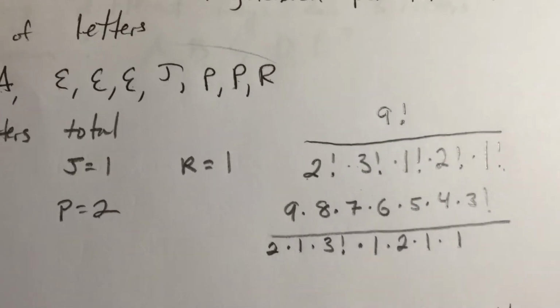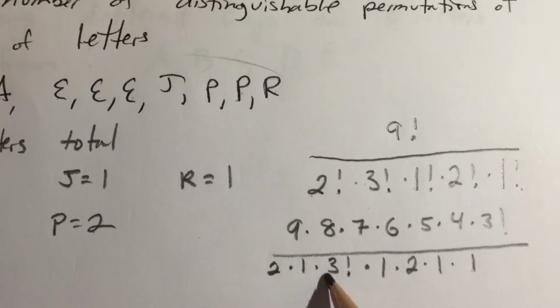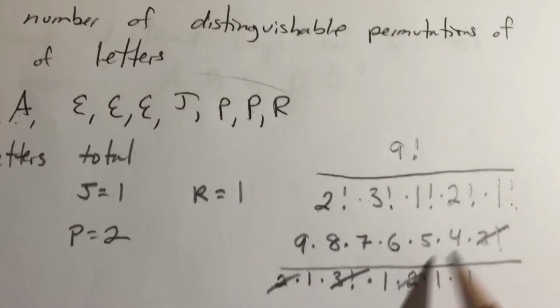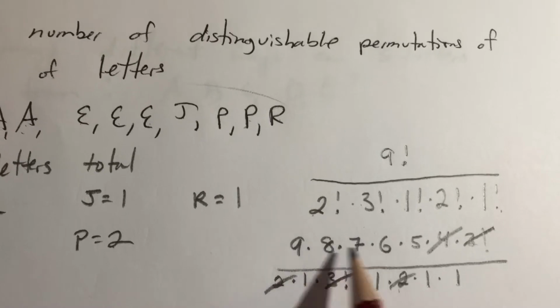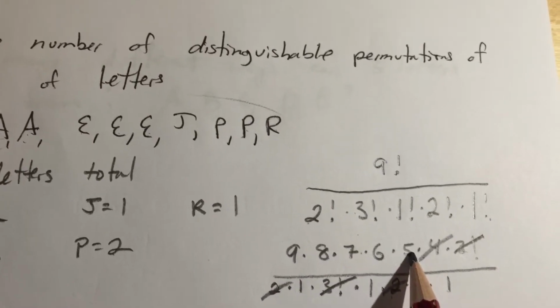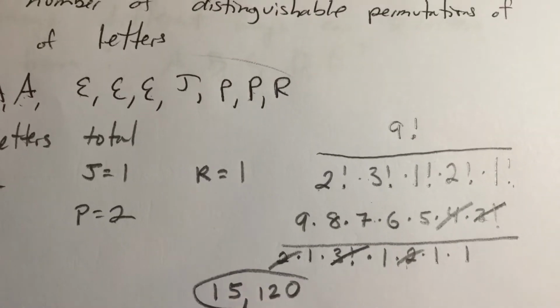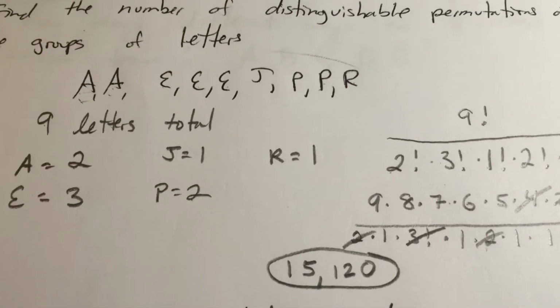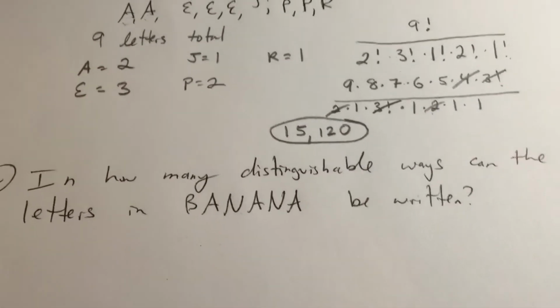So the 1 is kind of redundant to write because the 1 is never going to change our answer. But the 3 factorial and the 3 factorial will cancel out. 2 times 2 gives me 4, so I can cancel out all the 4s. So again, in a calculator, if you multiply 9 times 8 times 7 times 6 times 5, there are 15,120 distinguishable ways that I can write these 9 letters without having to repeat. That's what that means.